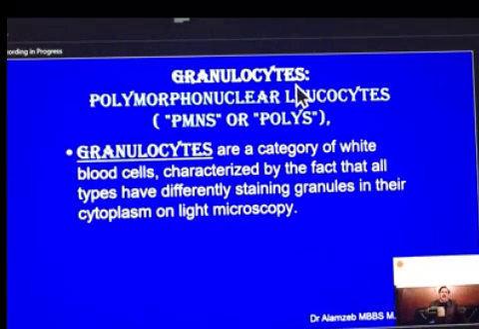Now granulocytes are also called polymorphonuclear leukocytes. Why are they called polymorphonuclear leukocytes? Because they have multiple lobes, or they are shortly called polys. Granulocytes are a category of white blood cell characterized by the fact that all types have differently stained granules in their cytoplasm on light microscope. The granules of these cells stain differently when they are passed through the staining process.